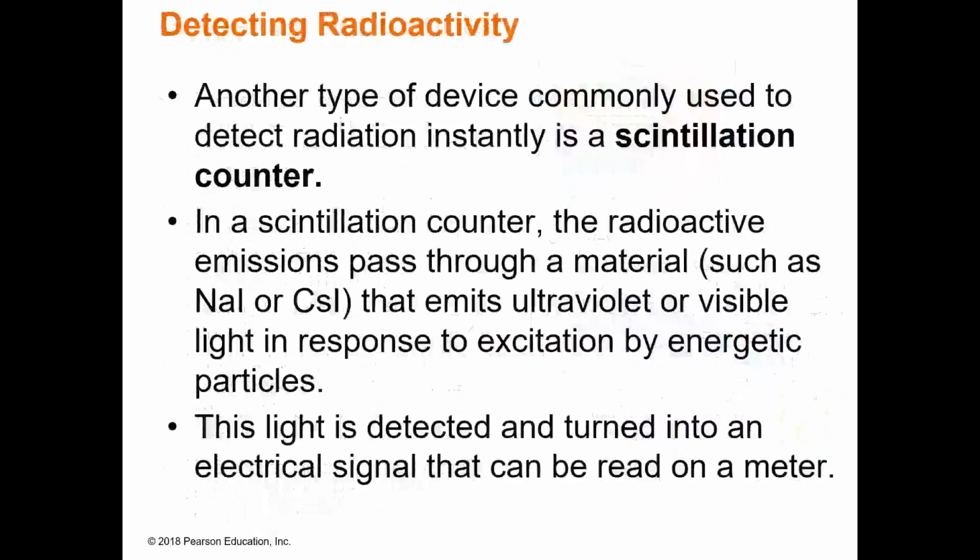Now let's look at another radiation detection tool, the scintillation counter. This one works a little differently. When radioactive emissions pass through certain materials like sodium iodide, NaI, or cesium iodide, CsI, those materials emit light. That's called scintillation. The machine detects the light, converts it into an electrical signal, and gives a reading of radiation intensity.